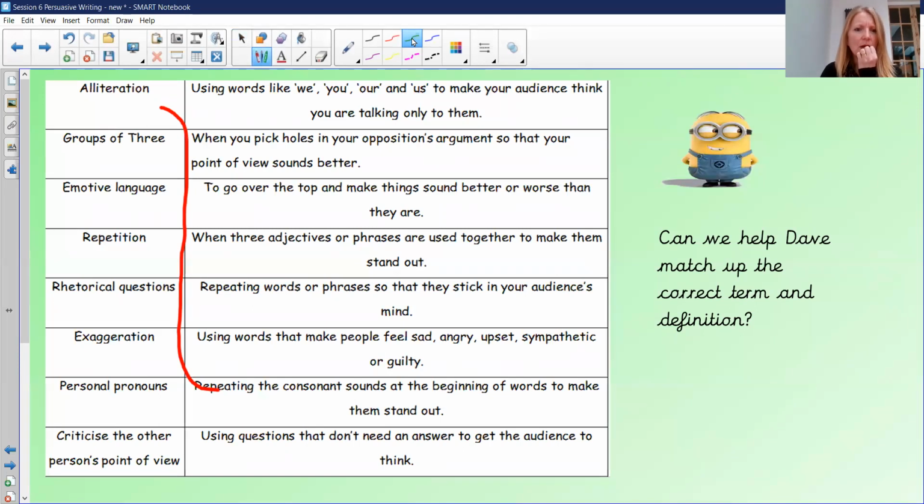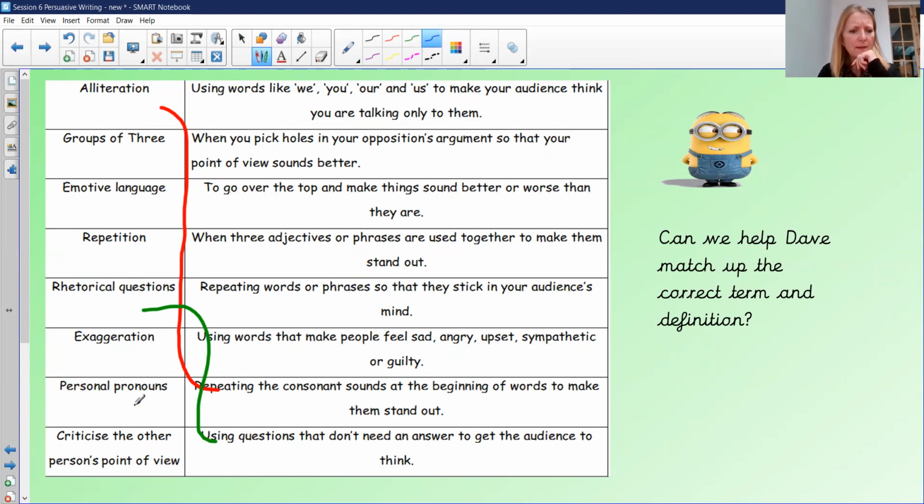Okay, what's an easy one? Oh, I know one that's really easy. A rhetorical question. Okay, what is a rhetorical question? So let's have a look. There's rhetorical question. Oh, and this one here says, using questions that don't need an answer. And you do that to make the audience, the person who's reading, think about what you've asked. They don't really need to answer out loud. It's just to get them thinking. So a rhetorical question is using questions that don't need an answer. Okay, let's change colour again.